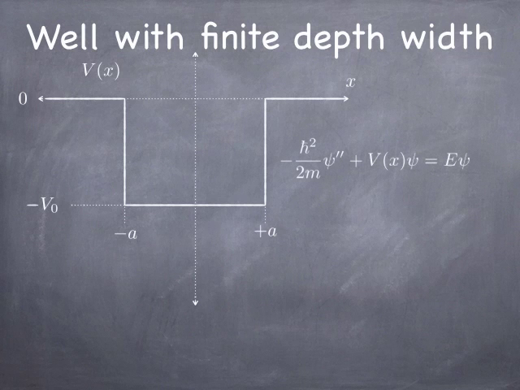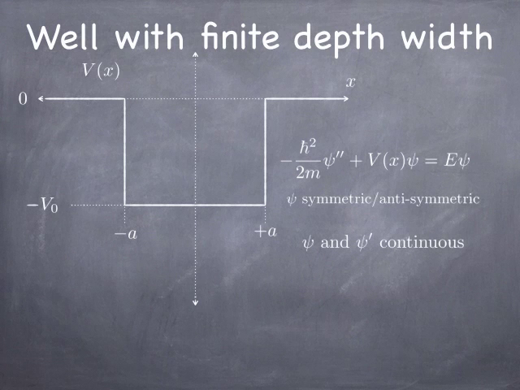So marching ahead, we've got the Schrödinger equation, our old buddy. We know the wave function has to have a certain symmetry. We also know that the wave function itself has to be continuous at the points where the potential changes, and the first derivative must also be continuous at those points.